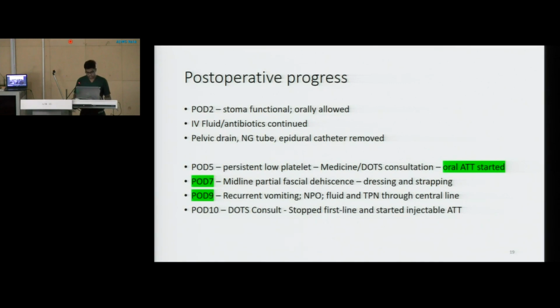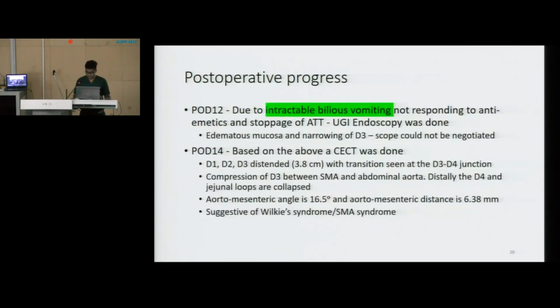Beginning of second week, she developed recurrent vomiting for which she was kept NPO and was resuscitated with fluids and total parenteral nutrition. When vomiting was persistent, DOTS consultation was taken again and second line ATT was started. However, her bilious vomiting did not decrease with medical management even after starting ATT. So gastromedicine opinion was taken and upper GI endoscopy was sought.